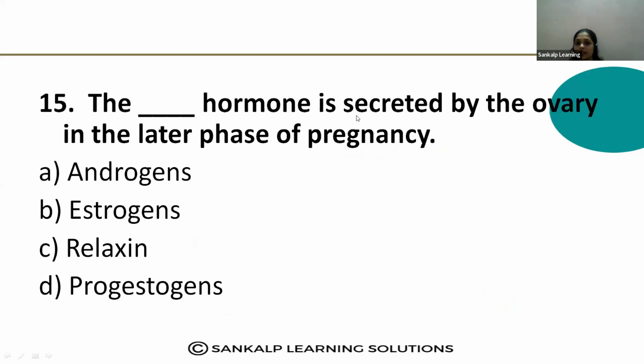The dash hormone is secreted by the ovary in the later phase of the pregnancy. So which hormone is released? Find out the answer. Androgens, estrogens, relaxin, progesterone. Which hormone is released by the ovary during the pregnancy? So find out the correct answer and write your answer in the comment box. If you have any doubts on this topic, or any topic of this chapter, you can write them in the comment box, and we will solve them.